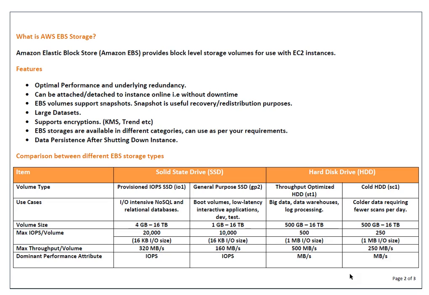In the solid state drive category, we have IO1 and GP2. In the hard drive category, we got ST1 and SC1. So these are the use cases. IO1 is used for your relational databases, and GP2 you can use for boot volume, which means your operating system hard drive or applications. The minimum volume size for IO1 is 4 GB and max it can go up to 16 terabytes. This is the max IOPS.